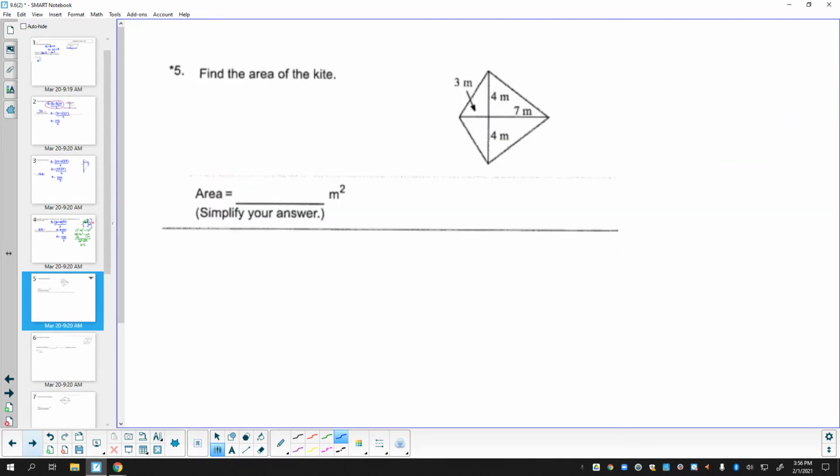Moving on to the second page, we're looking at kites or rhombuses that we're going to see here in just a second. So finding the area of the kite, very similar to a rhombus, both of them are the same. So the area formula for this is going to be diagonal 1, which we're just going to call D1, times diagonal 2 divided by 2. Now the diagonals in a rhombus or a kite are the lines that run from corner to corner. So this is the diagonal here, and then this is the diagonal running up and down.